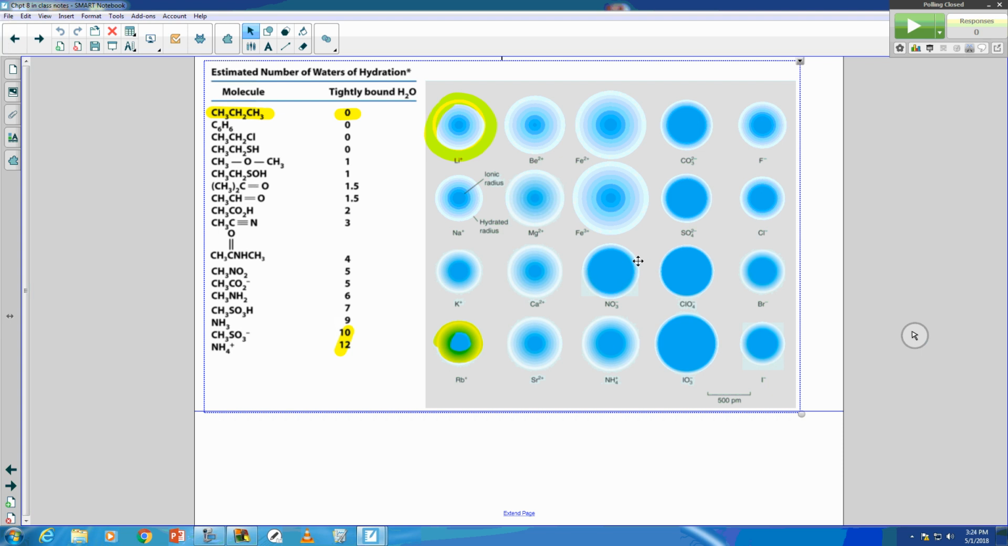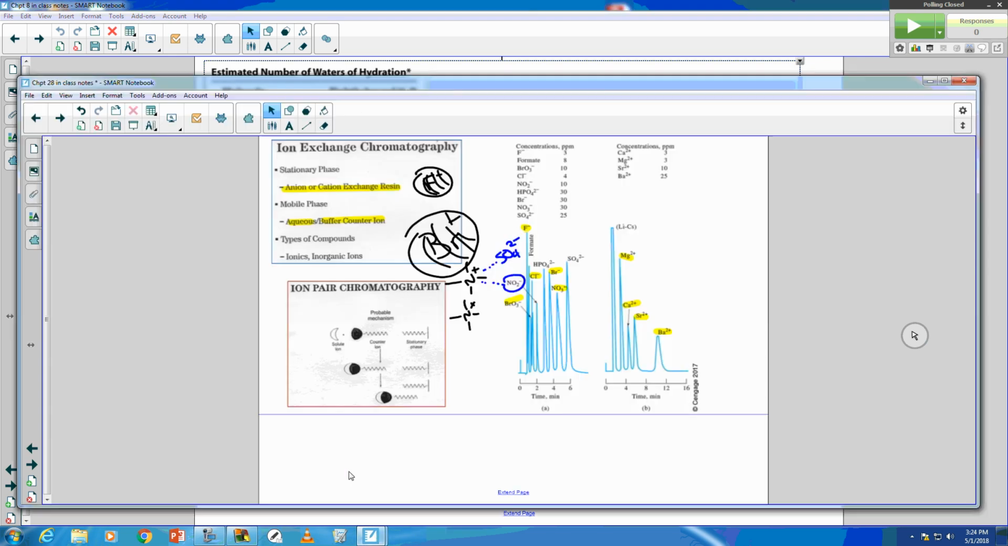But things like the nitrate and the chlorate and the sulfate, all these things are going to be, the smaller it is of its hydrated radius, then the more tightly it binds to the column. The larger the hydrated radius, the least down the column it is.